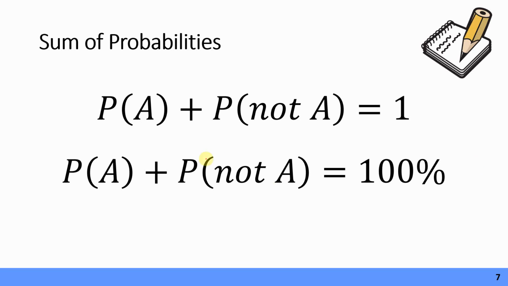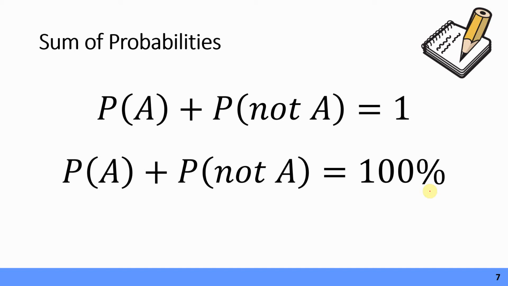So the probability of something happening plus the probability of something not happening has to add up to 1. If you're talking about percents, then the probability of something happening plus the probability of something not happening has to add up to 100%. So if I tell you the probability that I am going to eat cookies today is pretty much 90%, what is the probability that I'm not going to eat cookies? Well, then you should know it's 10%, because the 90 plus the 10 has to add up to 100%.